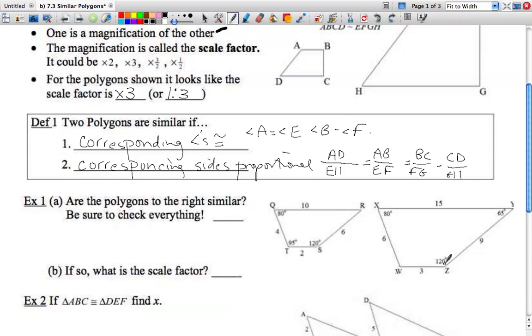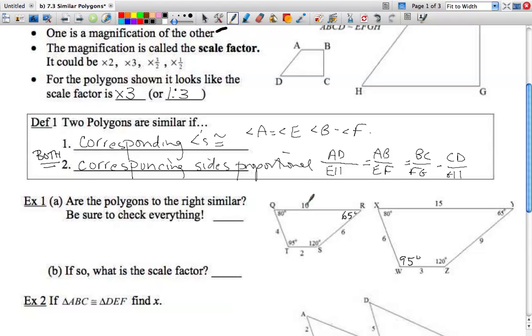Let's see, 120 and 80 and 65. If you do that math out and subtract it from 360, you'll get 95 degrees here. Likewise, if you add 80, 95, and 120, subtract that from 360, you'll get 65 degrees. So we have determined that the angles are congruent, which is one of the definitions. Now we have to check the sides. Both have to be true for polygons to be similar.